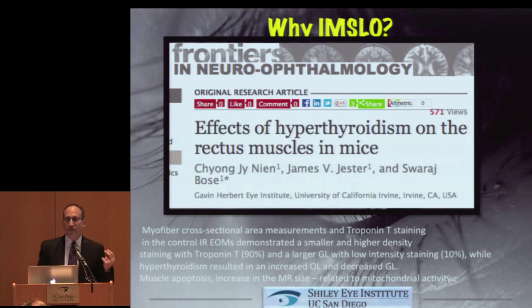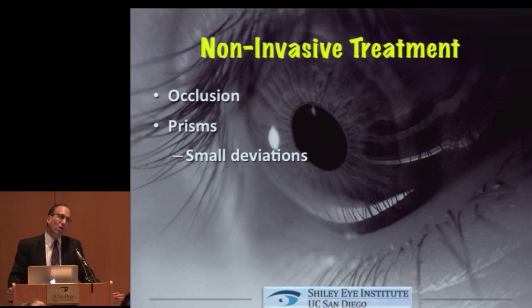We now have a better understanding from work that was done at UC Irvine about which of the muscles are involved and what order they're involved. It has to do with the constitution of each of the muscles, which is somewhat different between the inferior, the medial, and the superior.